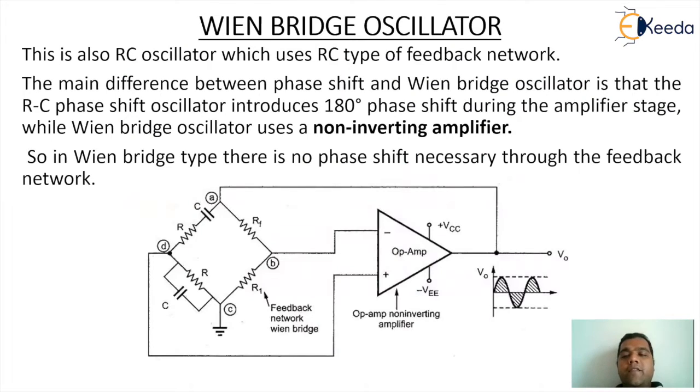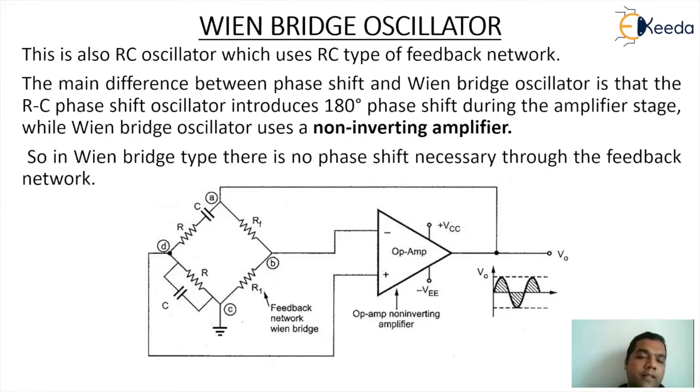So the first circuitry that we are trying to interpret here is called the Wien bridge oscillator. It is also from the family of RC oscillators, but it is not an RC phase shift type oscillator. The main important point we need to understand here is that the RC phase shift oscillator introduces 180-degree phase shift during the amplification stage, while the Wien bridge oscillators are using non-inverting amplifiers. So there is no phase shift in the feedback network.